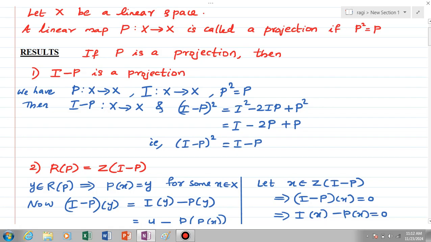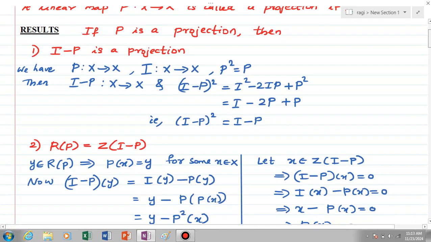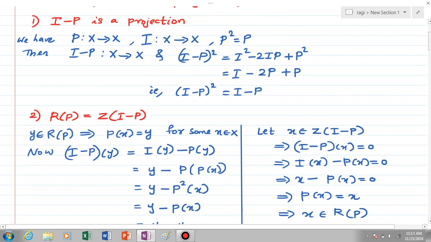Okay, here is the proof. We have P from X to X and P square equal to P, and I from X to X, which is the identity map. Then to show I minus P is a projection, we need only to show that (I minus P) whole square is equal to I minus P. Clearly I minus P is a function from X to X, and (I minus P) whole square is equal to I square minus 2IP plus P square, which is equal to I minus 2P plus P, since P square is equal to P. This means that (I minus P) whole square is equal to I minus P, and hence it is a projection.